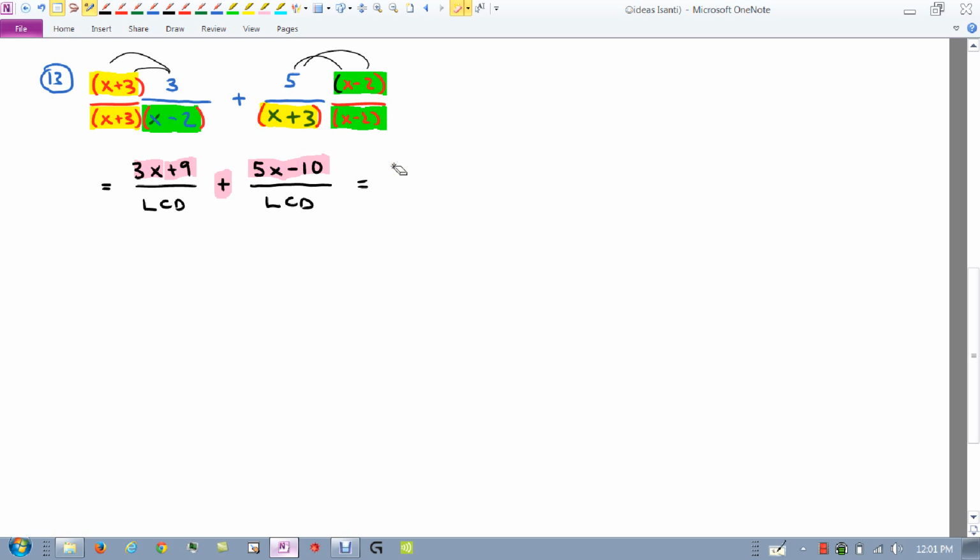3x. You know what? I'm going to actually just do it in my head. 3x plus 5x is 8x. And 9, let's see, minus 10 would give me negative 1. How does it seem? And then on the bottom, my LCD, which is x plus 3 times x minus 2. And that is it.